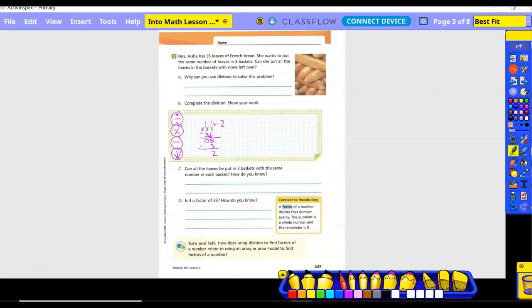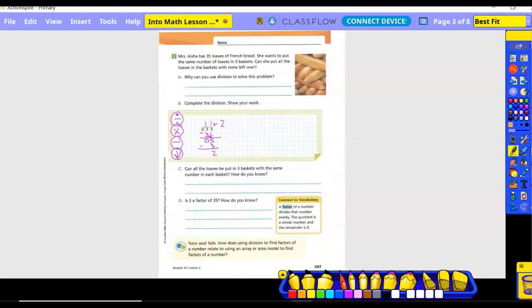No, why not? Because you have a remainder of 2. So you could put 11 in each one and be equal, right? Okay, but if you wanted to use all of them, you would have 2 baskets that have 12 loaves and 1 basket that has 11, correct? Okay, so is 3 a factor of 35?